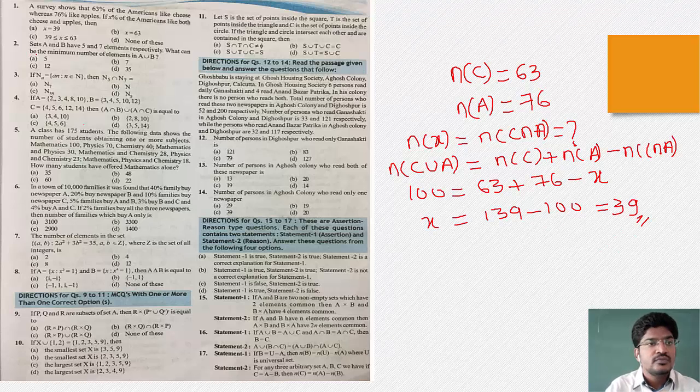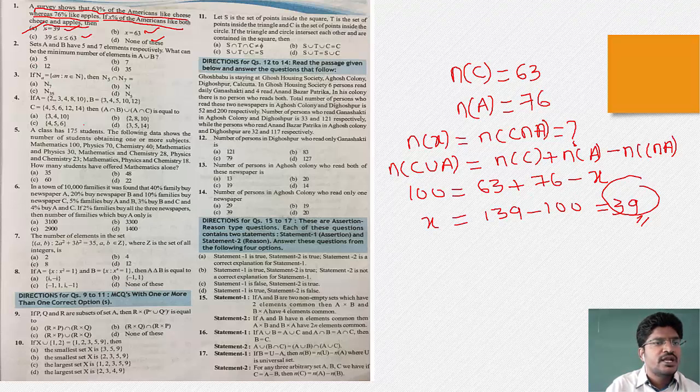But see here, a survey shows that 63% of Americans like cheese, whereas 76% like apples, and X% like both. You are calculating the x terms, no problem. But when you see these four options, most of the students will answer option A as the correct answer, because here they have got 39 as the answer. So they will go for option A. But my dear students, option A is not your answer.